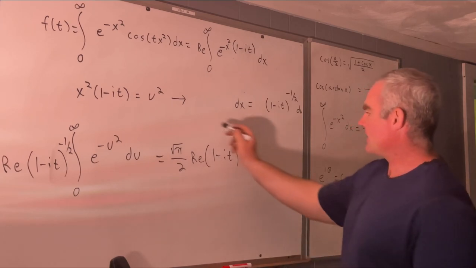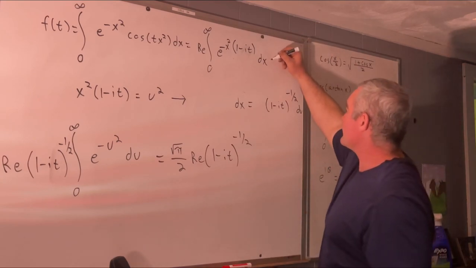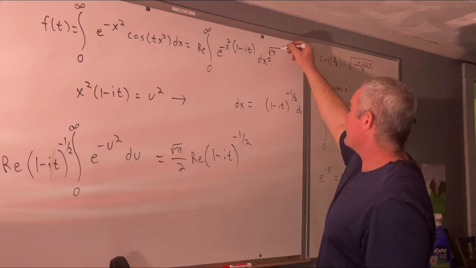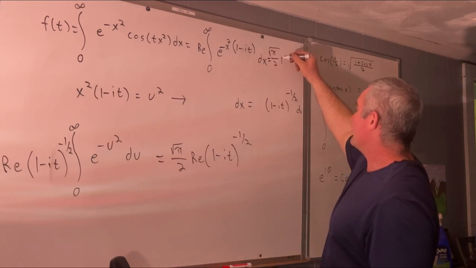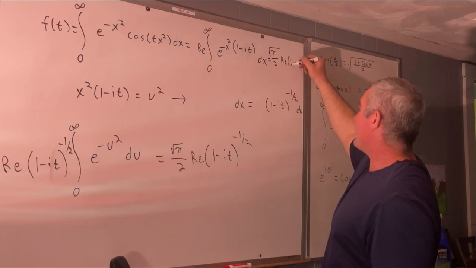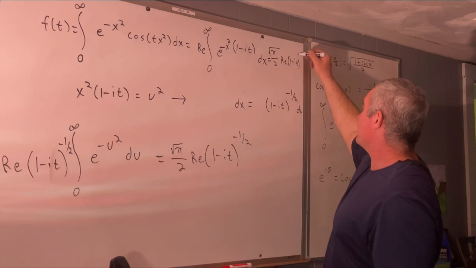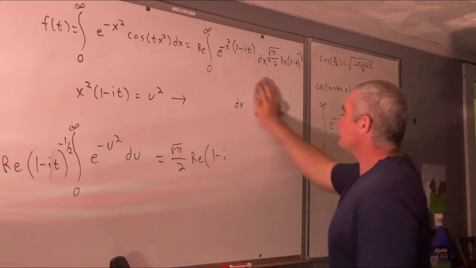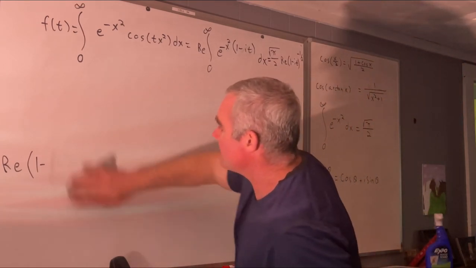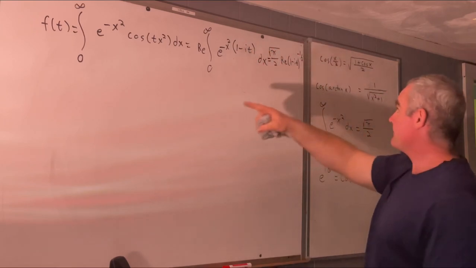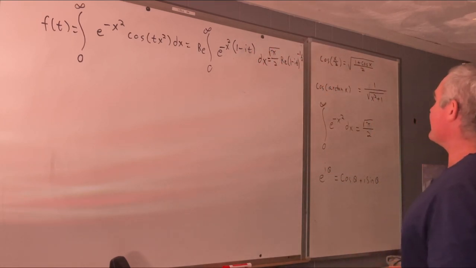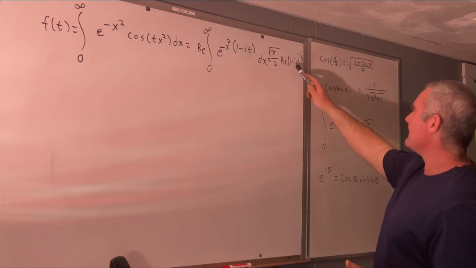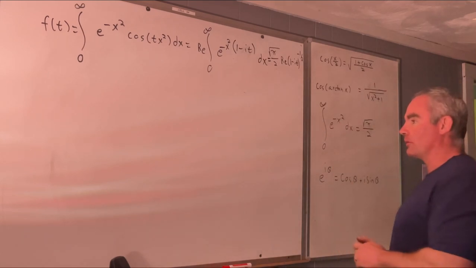So let's put this, I'm going to copy this up here as one more addition onto this. I'm going to have to write a little bit small, but that's the square root of pi over 2 times the real part of 1 minus it to the negative 1 half. And I'm going to go ahead and erase the rest of the board there. But this is all true. Okay. So now let's just do this step by step. Let's find out what 1 minus it is in polar form.